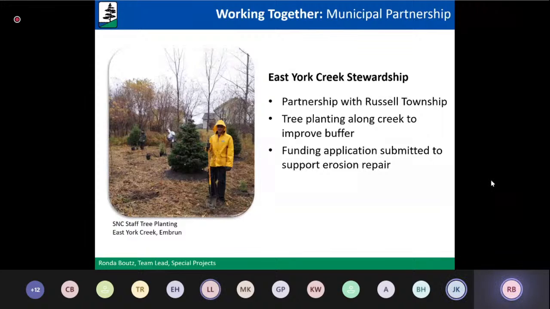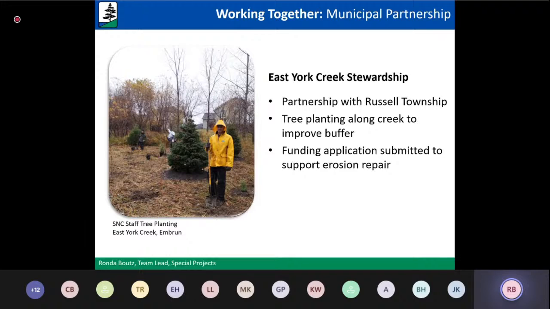We've had a couple of opportunities to build new partnerships with municipalities as well this year. We were approached by Russell Township. The East York Creek runs near a subdivision and is along a very well-used recreational path, and the creek itself is experiencing a lot of erosion. The municipality did approach us and came with some money on the table to do some restoration work on this site. So this year we did plant trees to improve the streamside buffer.